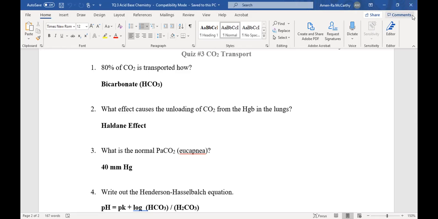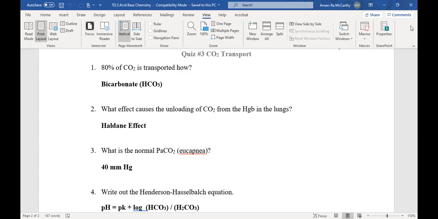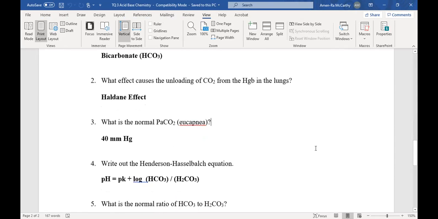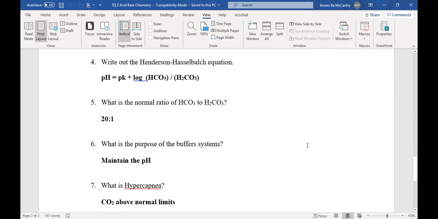Number 3. What is normal PaCO2? 40 millimeters of mercury, or if you said 35 to 45, that would have been fine. But if you have these choices, you pick the choice that's best. 40 millimeters of mercury is the normal PaCO2 with a range of 35 to 45. Number 4, write out the Henderson-Hasselbalch equation.